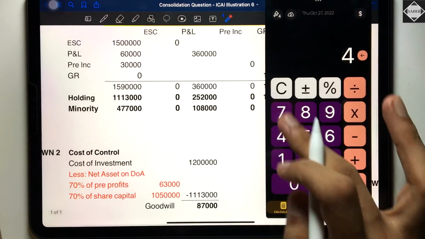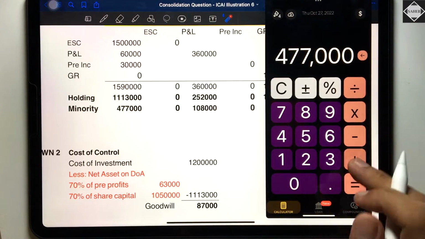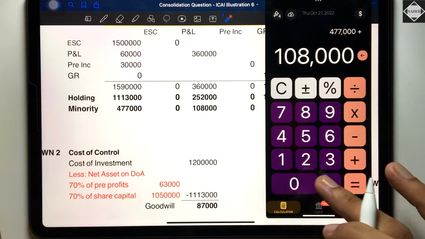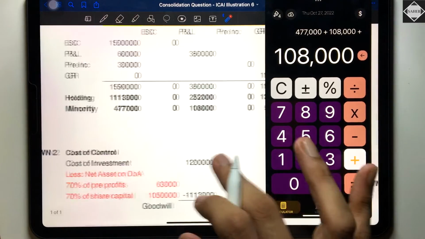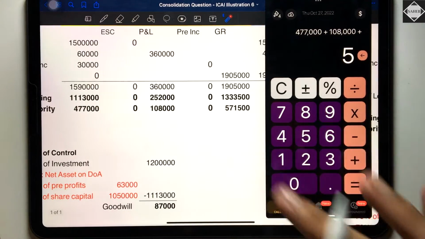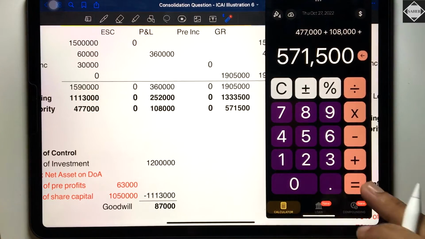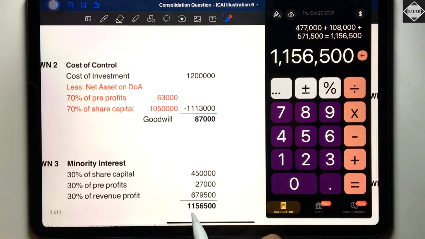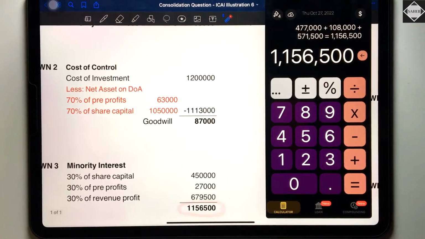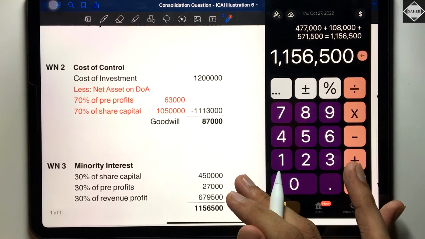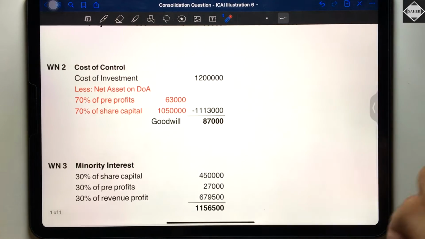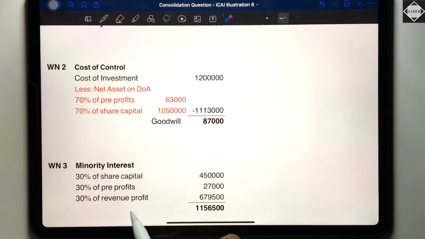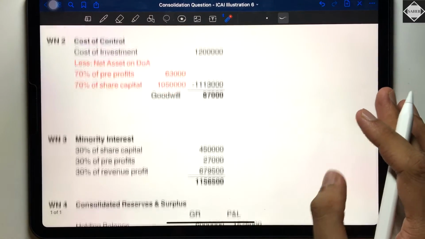See, 4,77,000 plus 1,08,000 plus 5,71,500, that's equal to 11,56,500. See, 11,56,500. You can do it like this, or you can just go into the question, look specifically, take each and everything separately, and you can do it. Okay, both the ways you have.